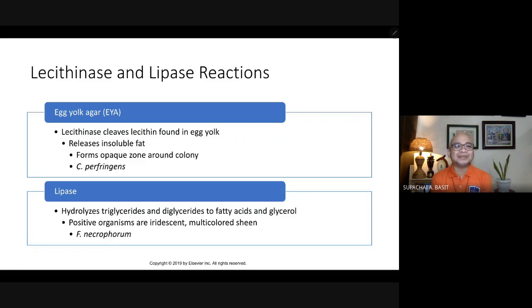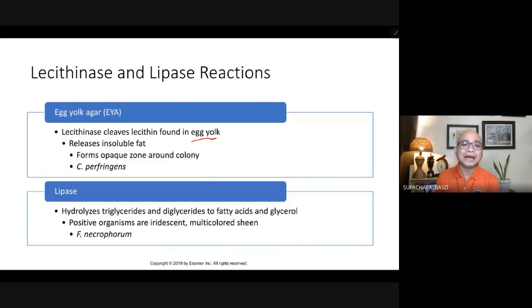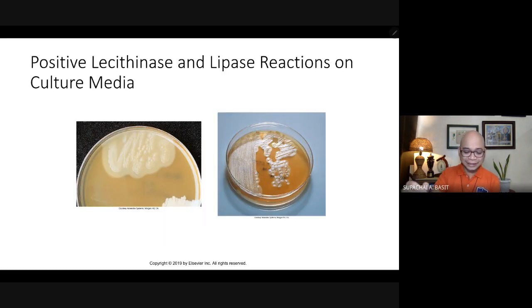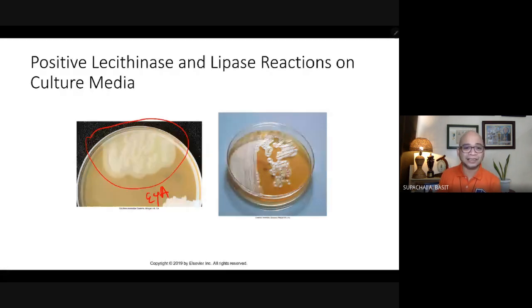Okay, so other tests would include lecithinase and lipase reactions. Lecithinase is an enzyme that will cleave lecithin. Lecithin is found in egg yolk. That's the reason why, in order for us to perform the lecithinase reaction, you have to use an egg yolk agar. What will happen is that the organisms will release an insoluble fat and it will form an opaque zone around the colony. Usually that would be the characteristic of Clostridium perfringens. So this is a positive lecithinase reaction in egg yolk agar.